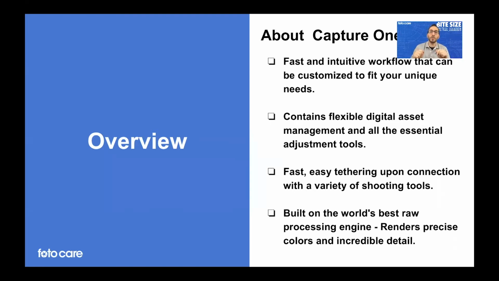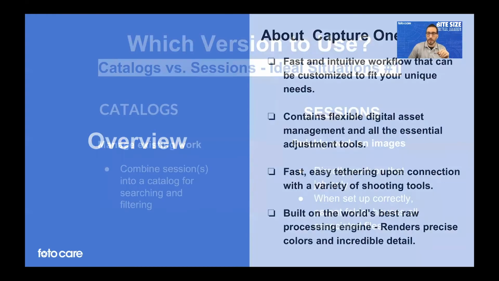If you are using Capture One for Fujifilm or Capture One for Sony, not in the Pro modules, you will only be able to work in catalogs. If you need sessions, that is either Capture One for Fuji Pro, Capture One for Sony Pro, or the full version of Capture One Pro, which will allow you to use sessions. We're going to talk about what the differences are with these.